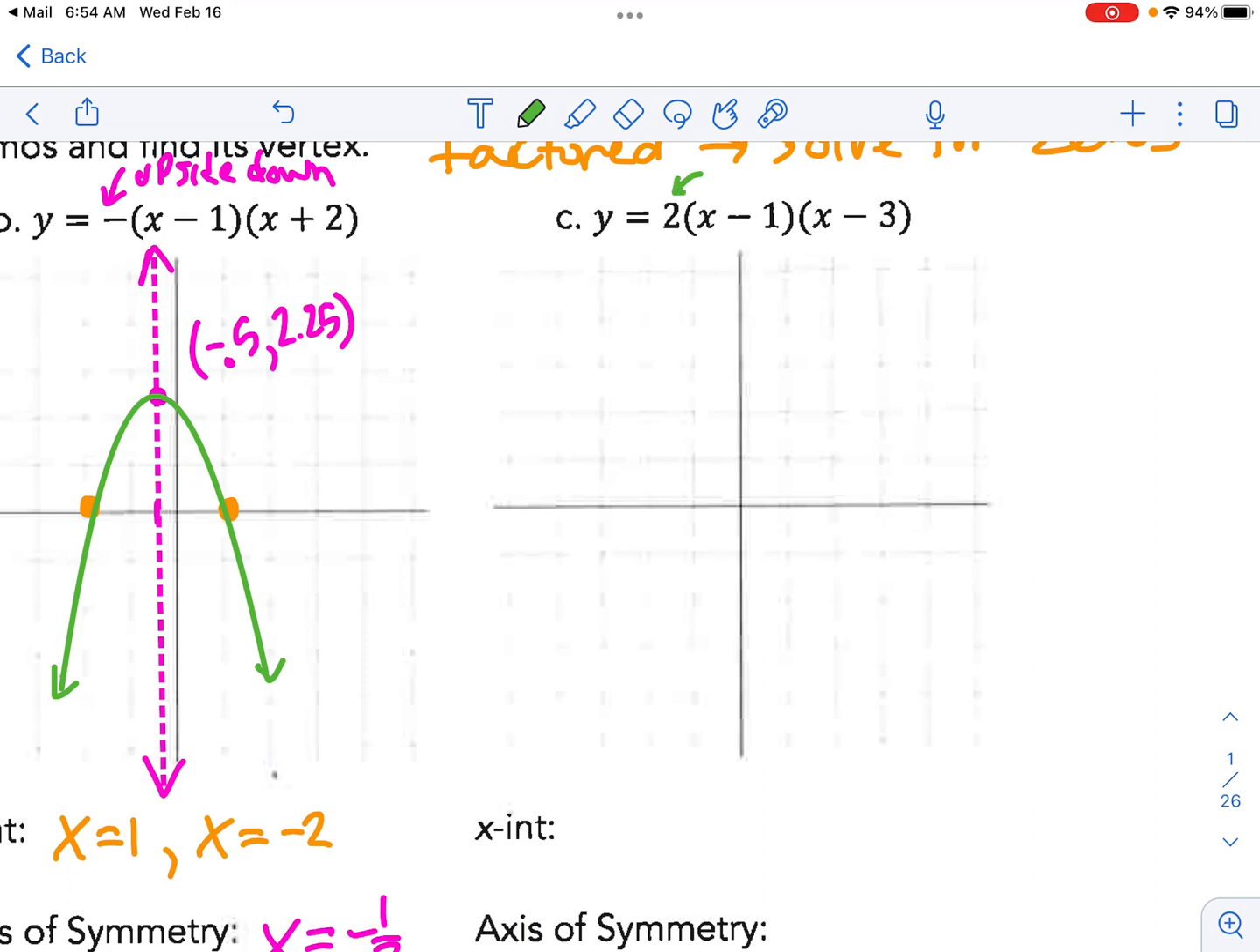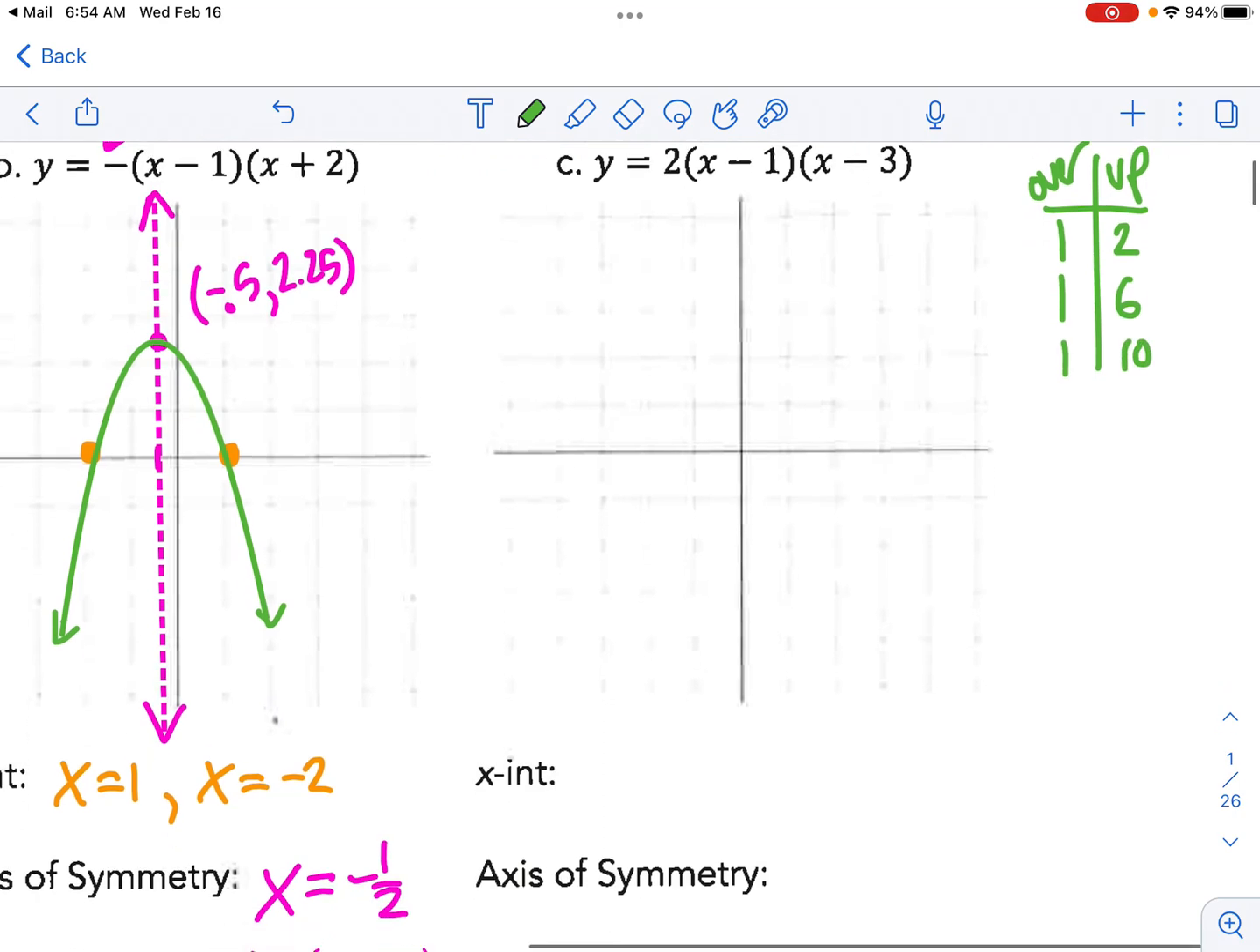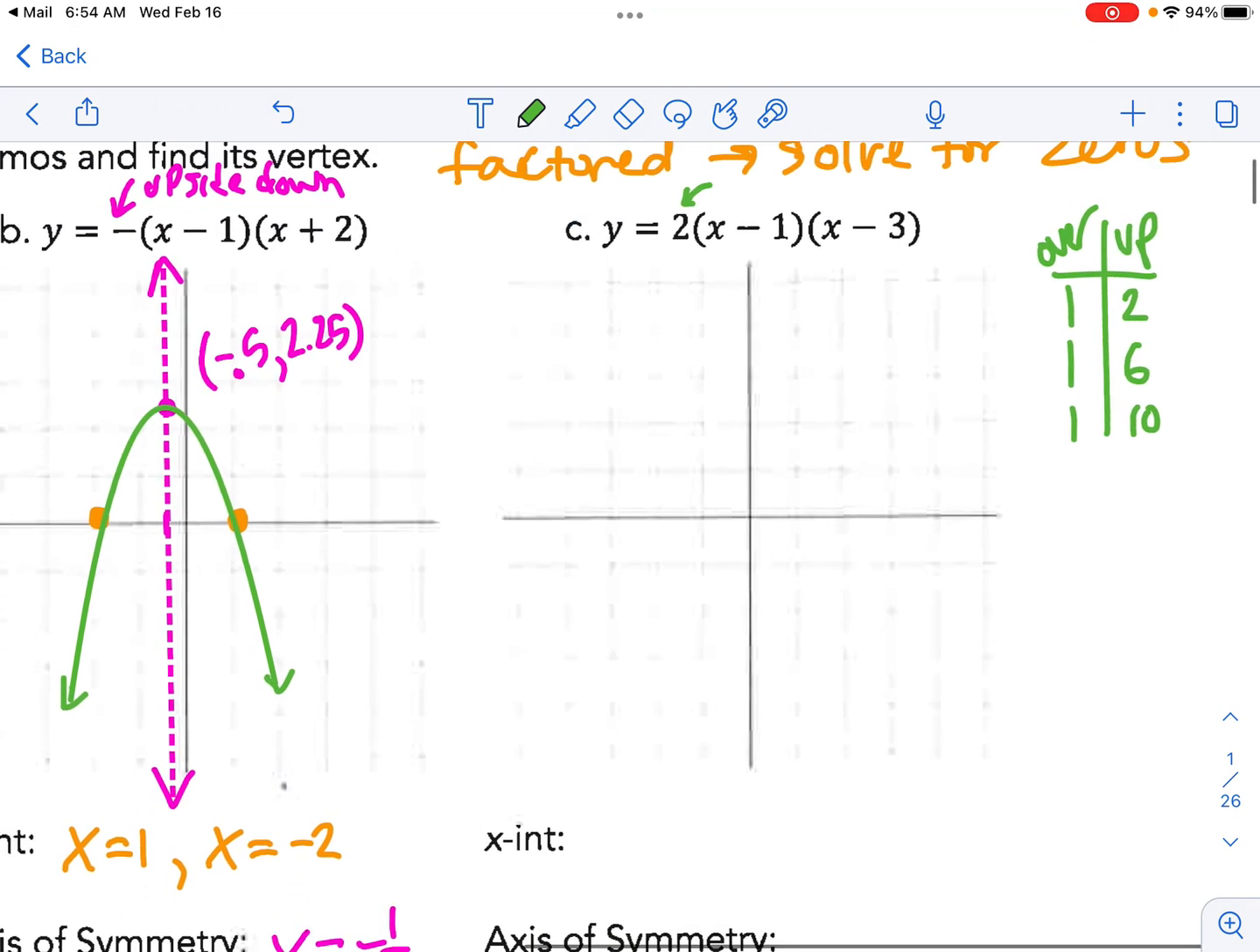Okay, so this last one, you notice there's a 2 out front now, so our scale factor is 2. But we're not really too concerned about that because the way we're getting these points is through factoring and symmetry. We would need that if we wanted to generate that movement table, the over and up. In this case, because it's positive, it'd be over 1 up 2, over 1 up 6, over 1 up 10, right? We're doubling everything. But like I said, if we're using this factored form, we don't really use that table anyway. So that's the nice thing about using this factored form.